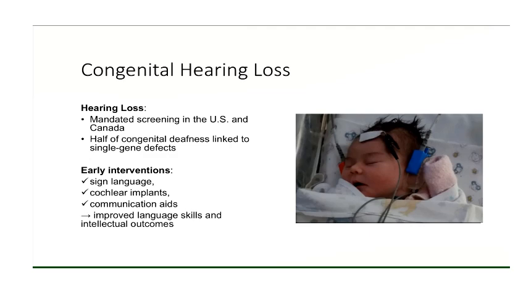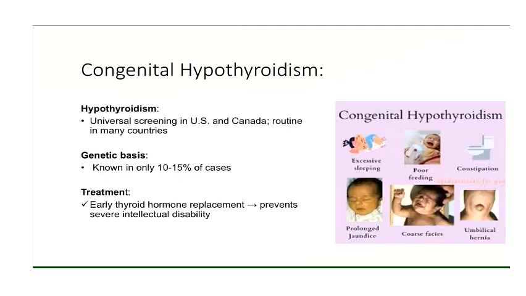Congenital hearing loss and hypothyroidism are two widely targeted conditions for newborn screening. Hearing loss screening is mandated throughout the United States and Canada, with approximately half of congenital deafness attributed to single gene defects. Early interventions, such as sign language and cochlear implants, significantly improve language and intellectual development. For hypothyroidism, routine screening is universal in the US and Canada and available in many other countries. Early thyroid hormone replacement therapy prevents the severe intellectual disability associated with this disorder.